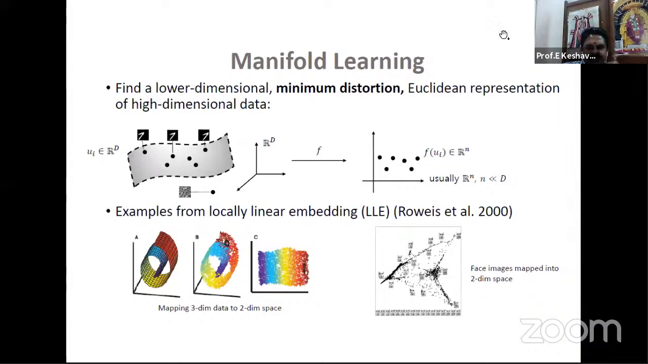Manifold learning: a lower dimensional Euclidean representation of higher dimensional data. This is very important when we get involved in data science studies.